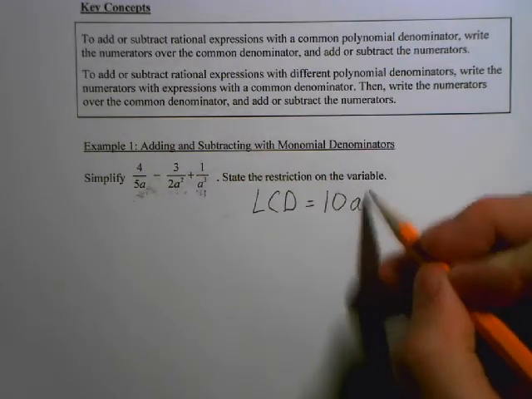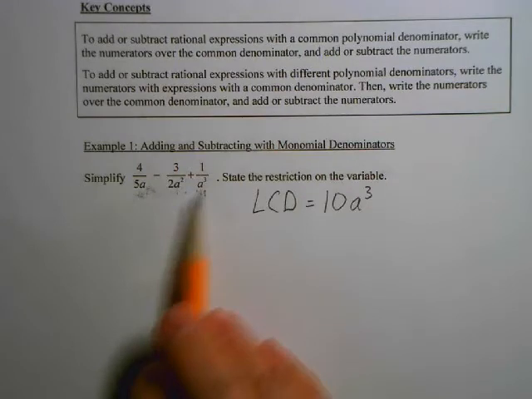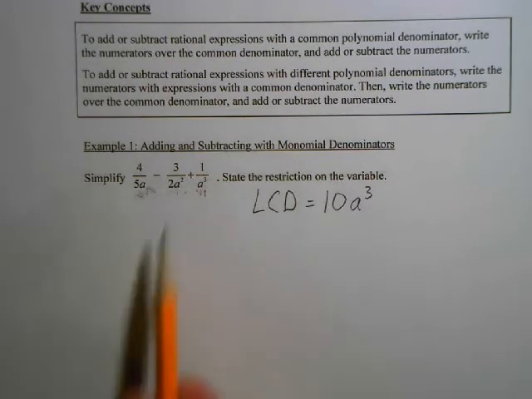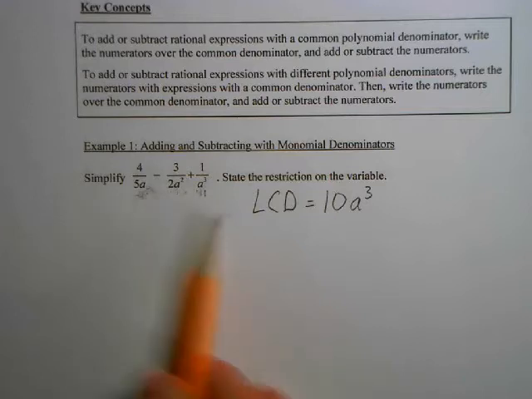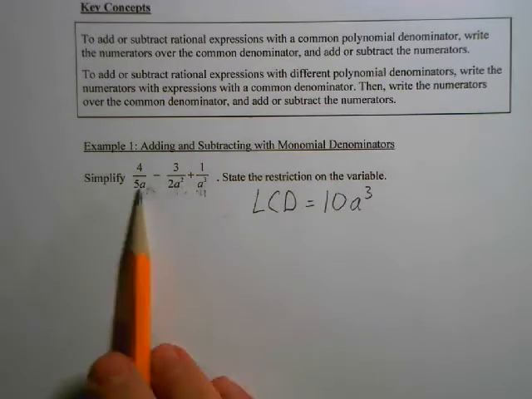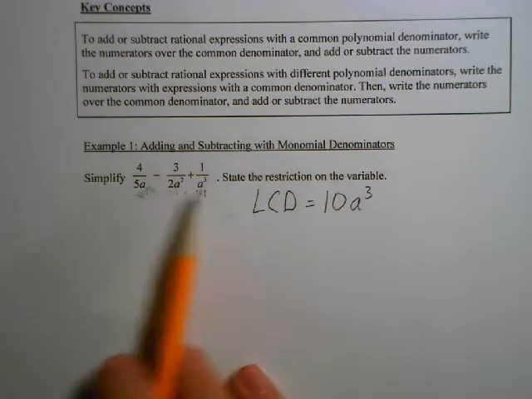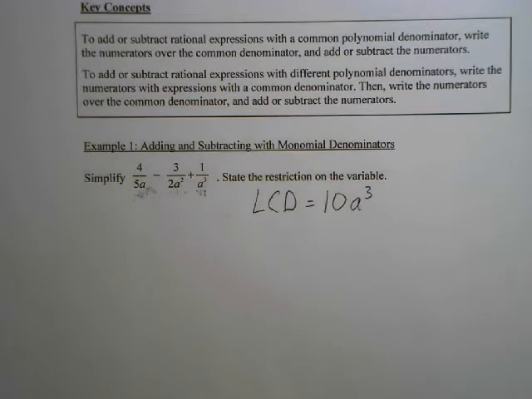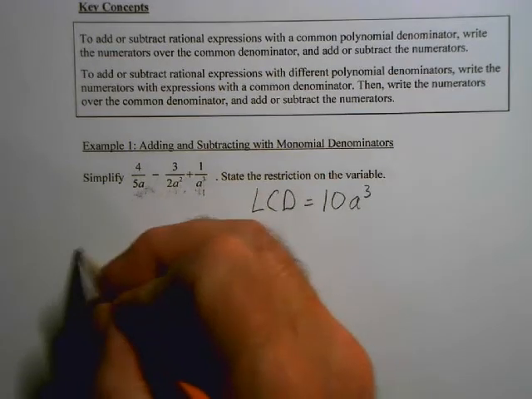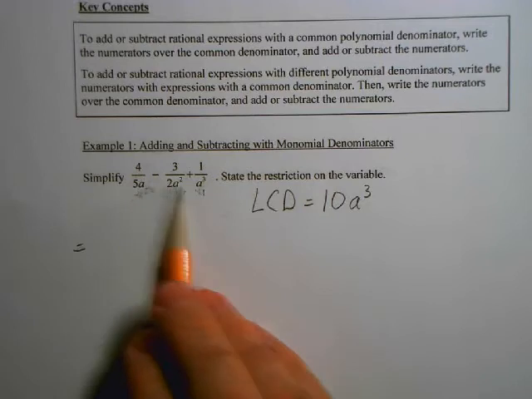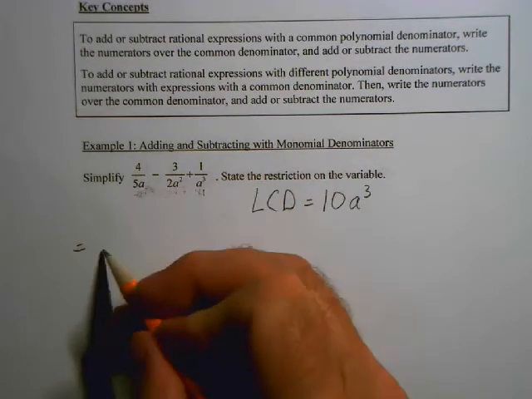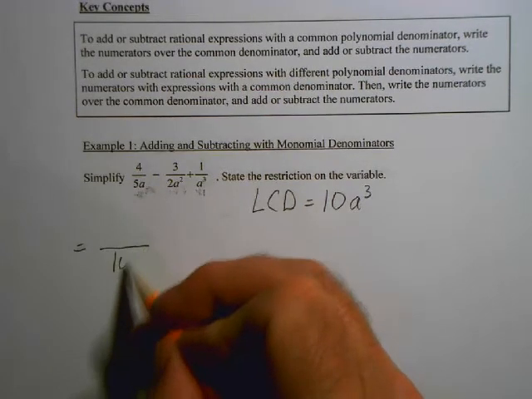It'll be a cubed. So you're always thinking about what's the smallest multiple of all three of these that creates the same multiple for all three. So again, break it into the number part and the variable part. It's a lot easier that way. So we now know that we want 10a cubed on the bottom of all three. So I'll work towards that.